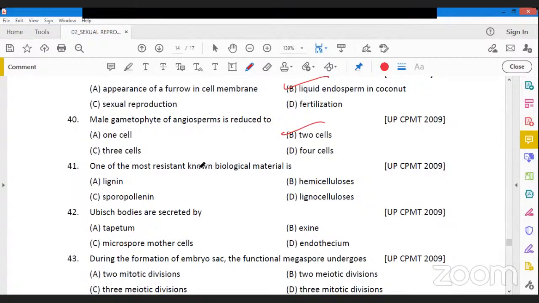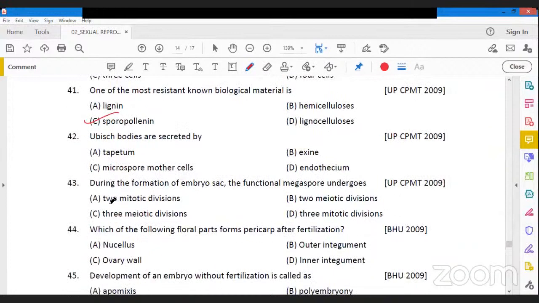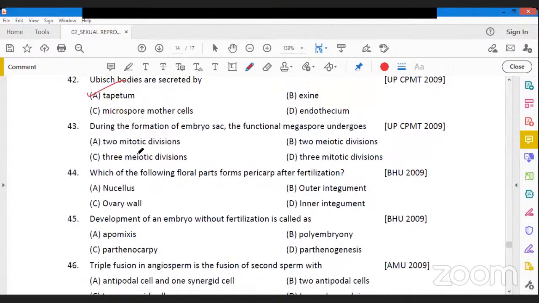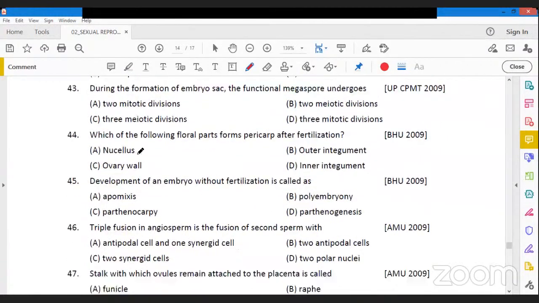Then one of the most resistant known biological material is sporopollenin. Then Ubish bodies are secreted by a structure, by tapetum. Okay. Next, during the formation of embryo sac, the functional megaspore undergoes.